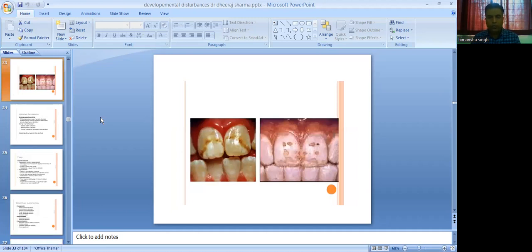And you can see in this photograph the more white flecks on the tooth. Brownish discoloration is also seen. And on the second photograph, you can see some pitting areas are also there.